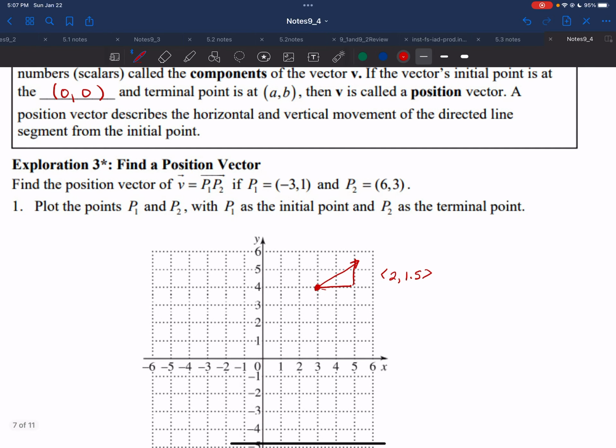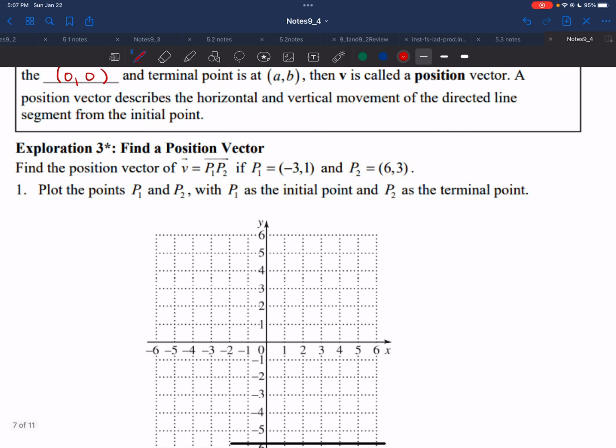So here I'm going to get this erased because we're going to do an activity. Plot the points P1 and P2 with P1 as the initial point and P2 as the terminal point. So here is my first point, negative 3, 1. That's this one right here. And then point 2 is 6, 3. So 6, 3 is right here. And I want to connect them this way. Okay, so that is my vector.